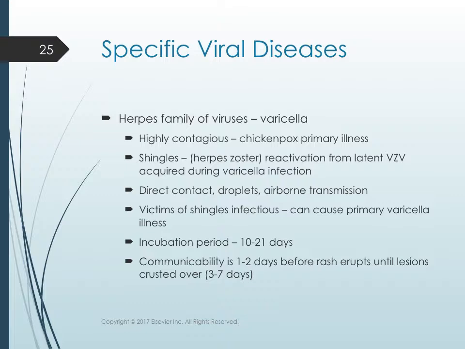This virus is transmitted by direct contact, droplet, and airborne transmission. And victims of shingles infection can cause primary varicella illness. The incubation period is 10 to 21 days, but the communicability is highest 1 to 2 days before the rash erupts, which is often when people don't even know that they are infected, and which is why it can spread.